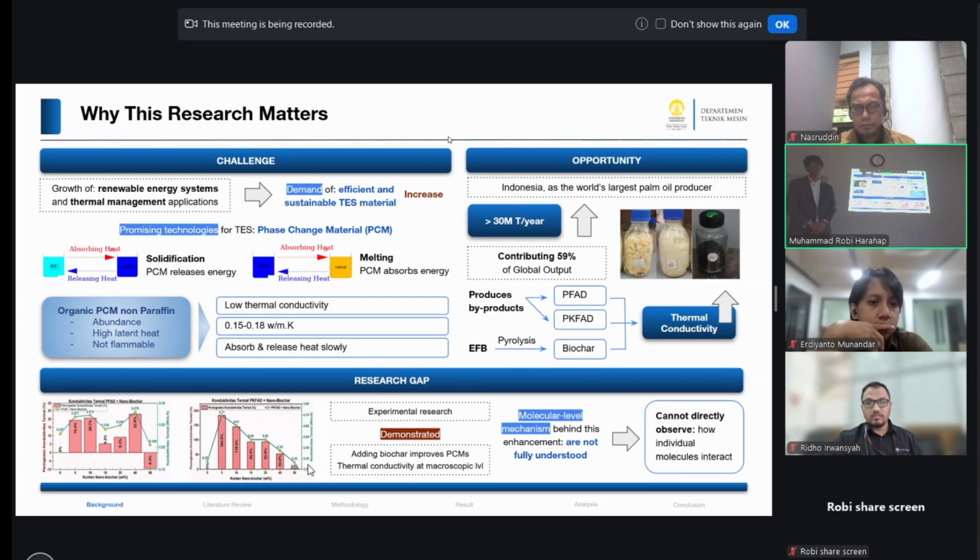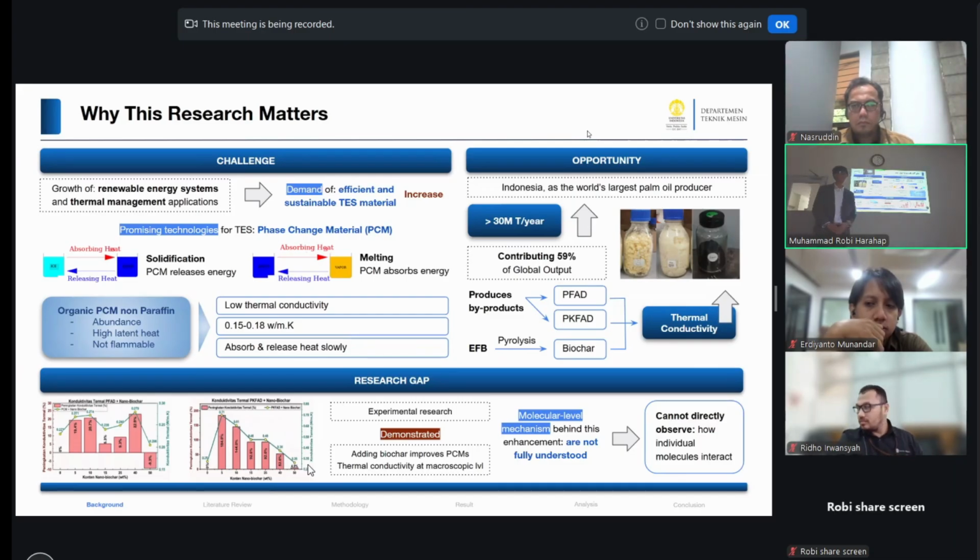As the growth of renewable energy systems and thermal management applications increases, the demand for efficient and also sustainable thermal energy storage materials increases as well. That's why promising technologies are being developed, such as phase change materials. Phase change materials are basically materials that can absorb and also release energy by phase transition. By solidifying, it can release energy, and by melting, it can absorb energy.